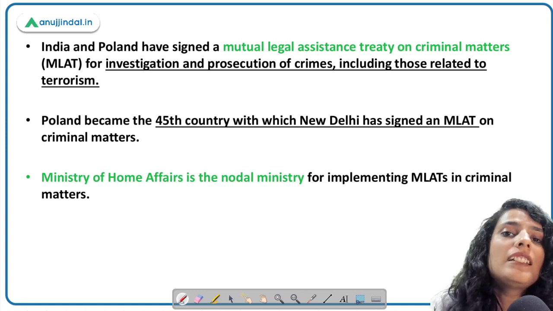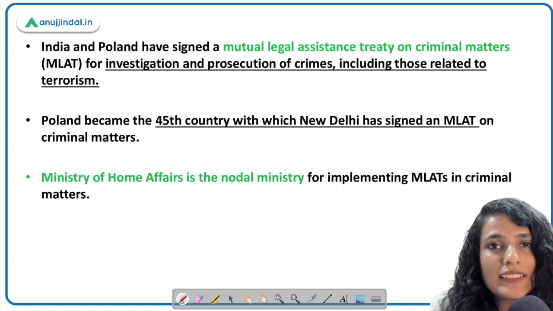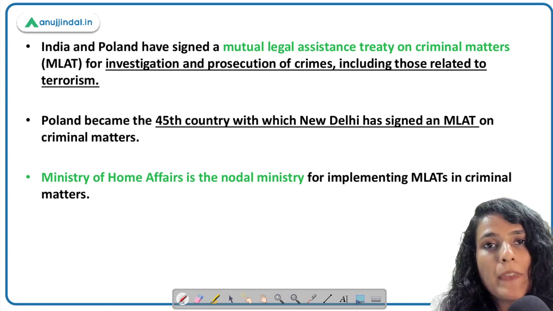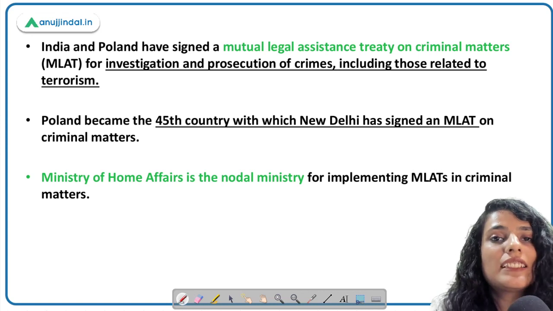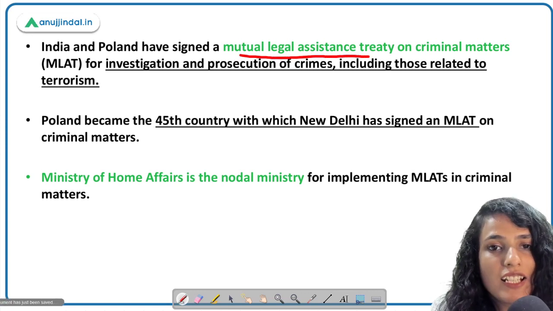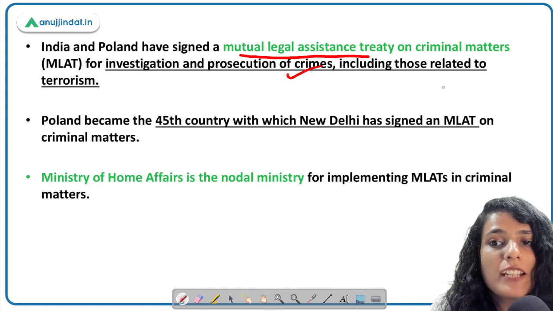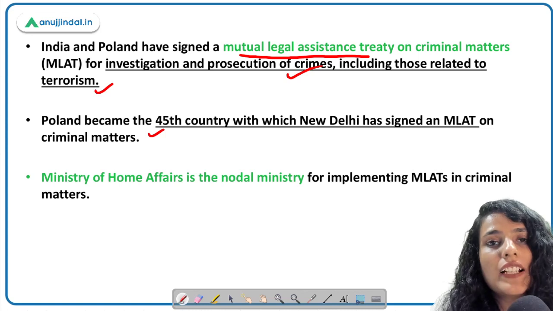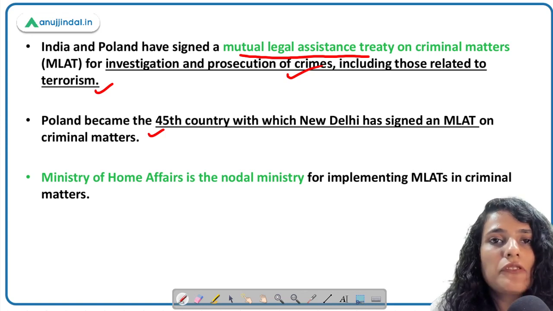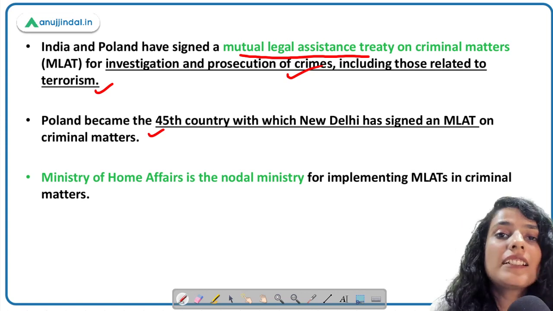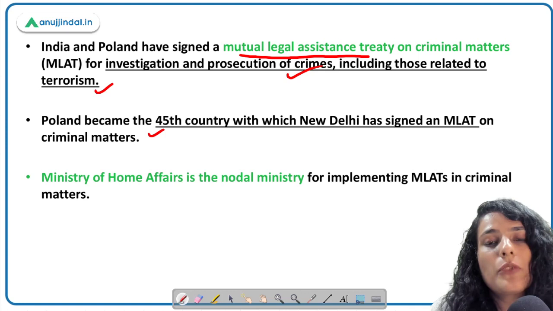And the provision to sign this treaty, कौन सा लॉ प्रोवाइड करता है? It is Criminal Procedure Code. क्रिमिनल प्रोसीजर कोड, it provides legal basis to India to sign such treaties with other countries, जो लीगल असिस्टेंस, म्यूचुअल लीगल असिस्टेंस को फैसिलिटेट करती हैं in each other for investigation, prosecution of crime and those related to terrorism. Okay, so Poland is the 45th country. Poland, बहुत important country, of course. 1954 से India has been sharing diplomatic relations with Poland and Indian embassy is also in the capital of Poland, that is Warsaw.